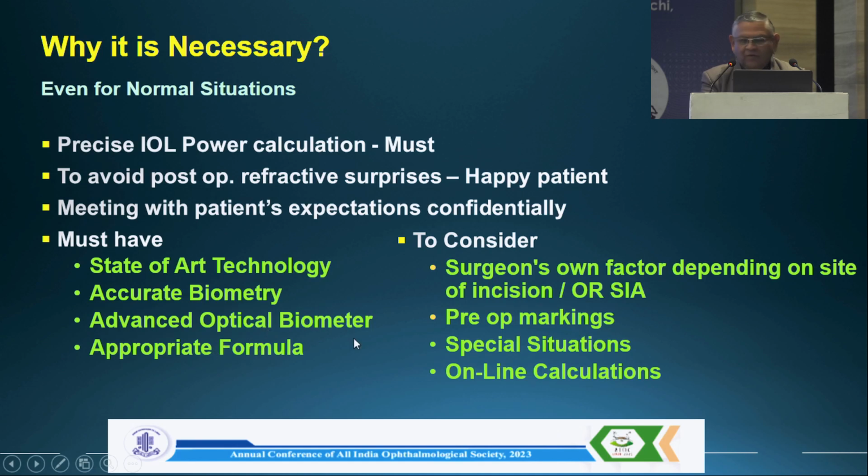Meeting the patient's expectations and confidentiality, you must have state-of-the-art technology, accurate biometry, advanced optical biometers, and an appropriate formula. And consider other factors also when you decide the power and the incision: you must know your surgeon factor. You must do the preoperative markings, particularly in the premium lenses and the toric ones. You must consider the special situations, which you should cover in your counseling. And when you have some problem, you can go to online calculators.